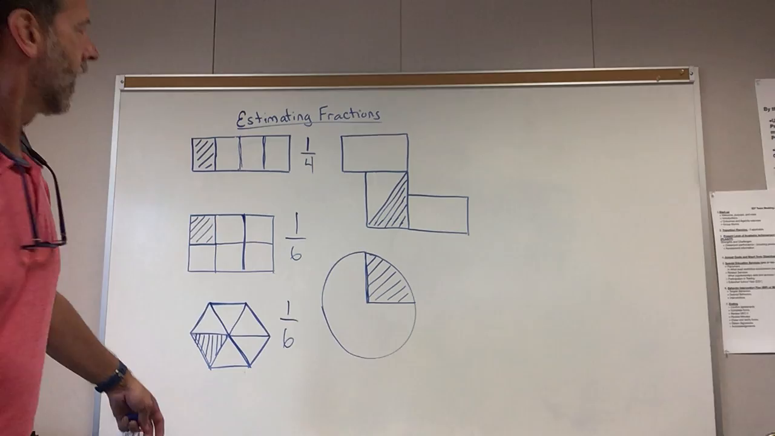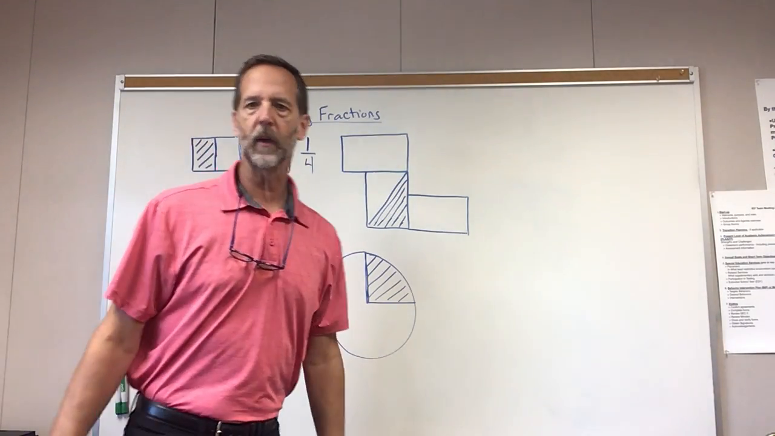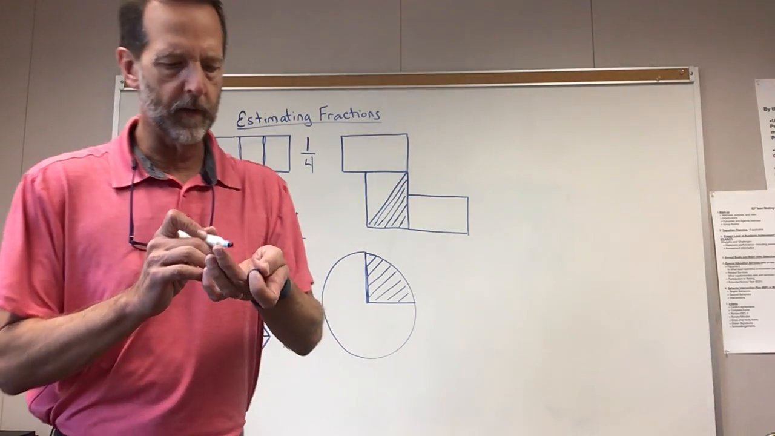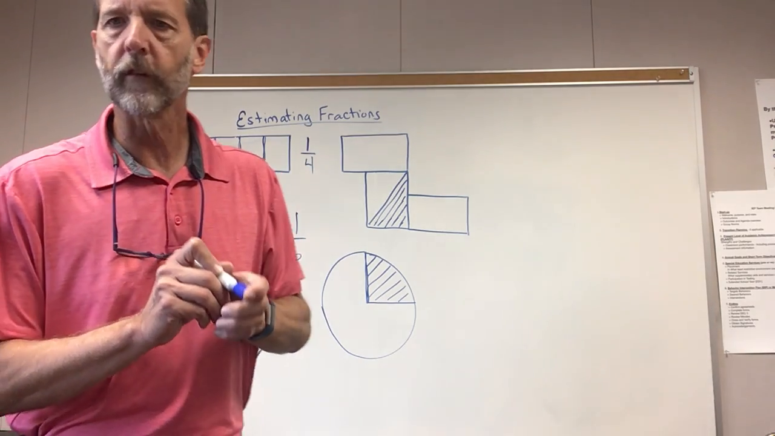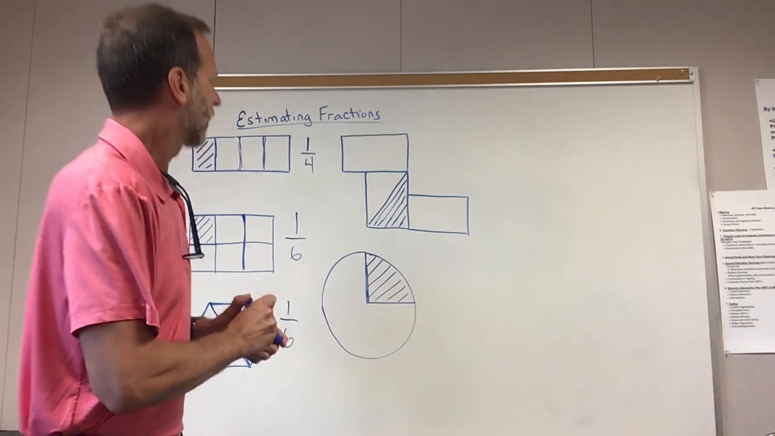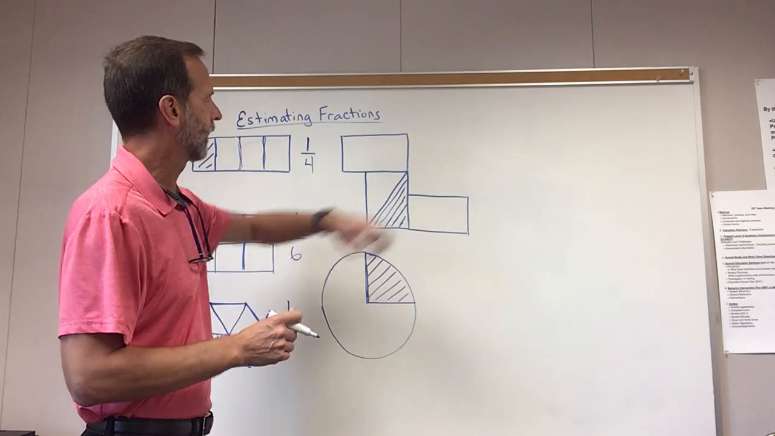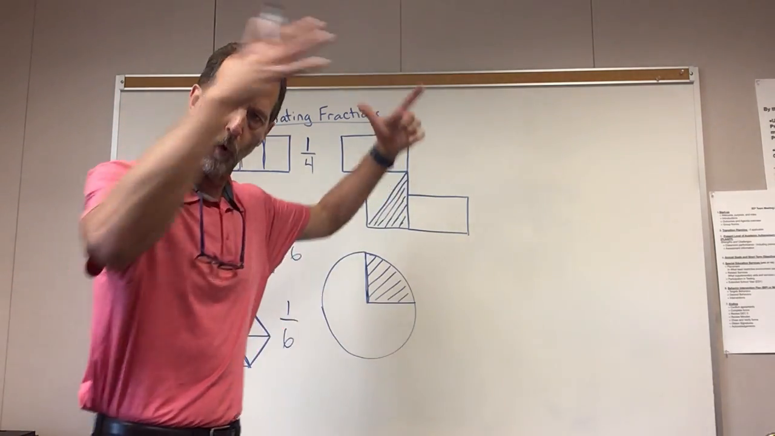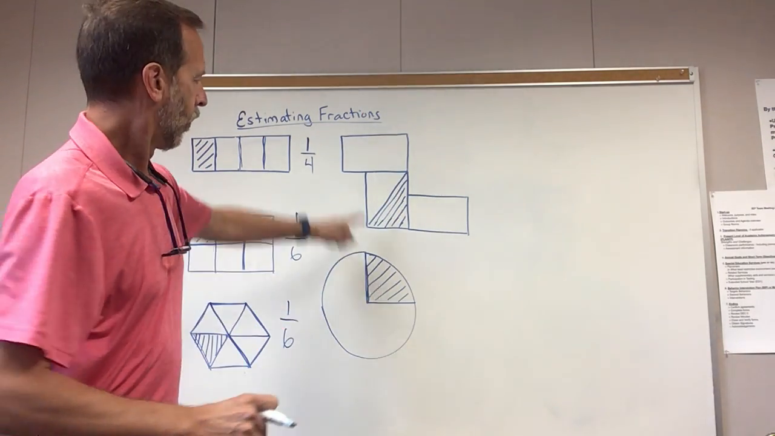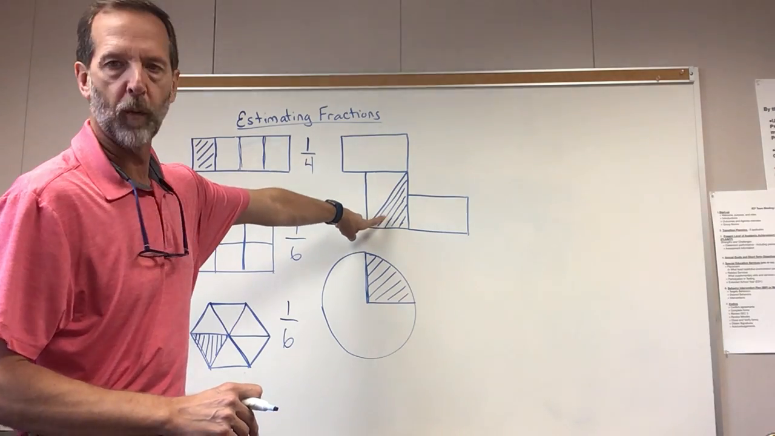Next one's kind of weird. I have this kind of funky shape up here. Not everything's going to be a regular figure like you're used to seeing. Okay, this one's a little different. I've got 3 different rectangles that are put together, and I want to know what fraction of the whole thing is shaded. Well, look what's happening here. Look at the shaded part here.